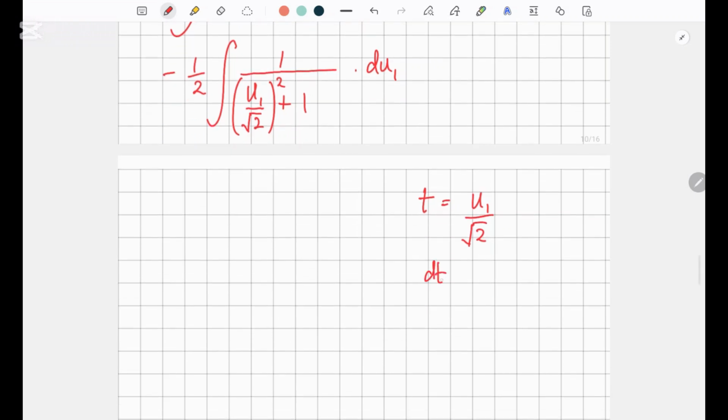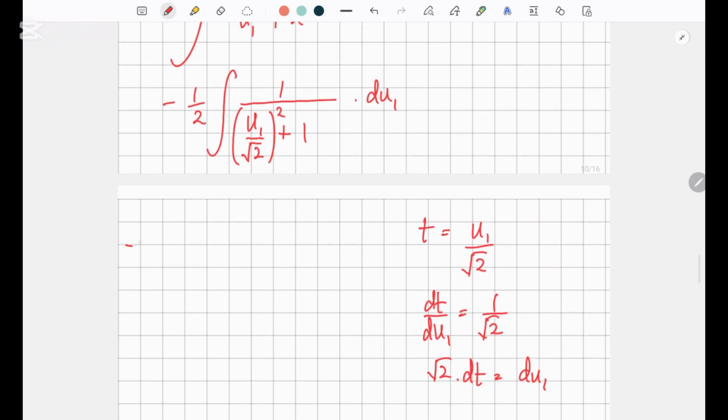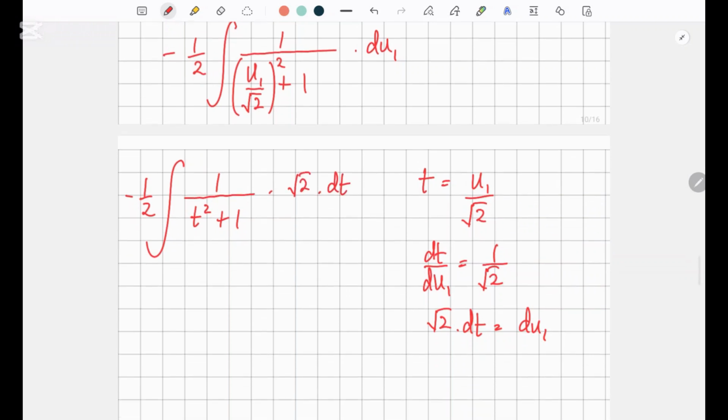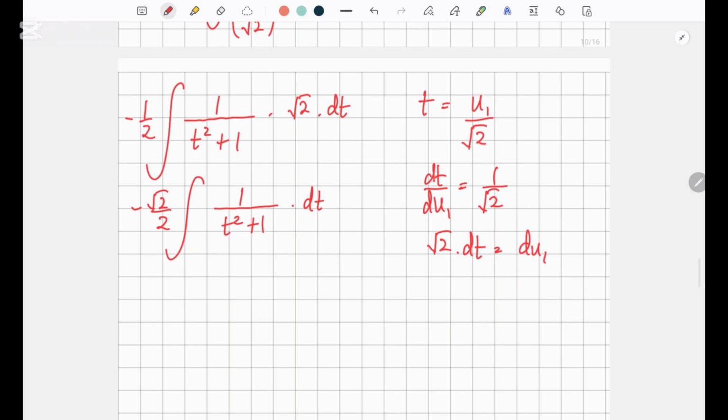We can write dt over du' equals 1 over root 2, so root 2 dt equals du'. So we had minus half into 1 over, instead of u'/√2, I'm going to write t squared plus 1, dot root 2 dt. So we have negative root 2 over 2 outside, and we need to integrate 1 over t squared plus 1 dt. So how do you integrate 1 over t squared plus 1?